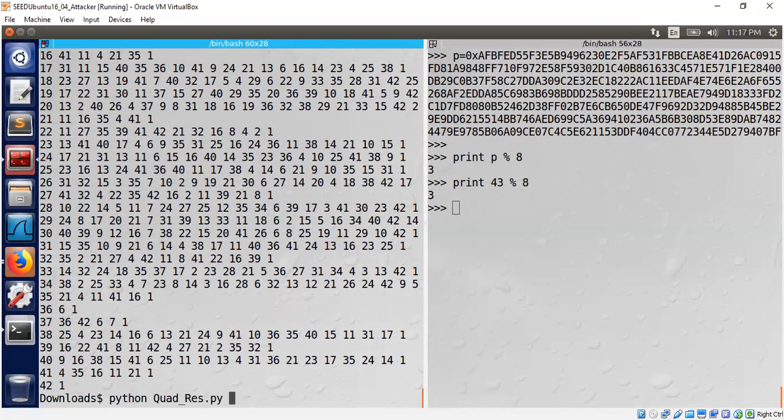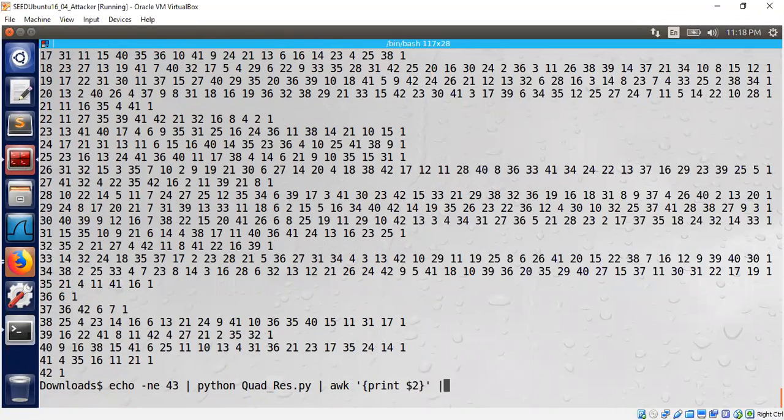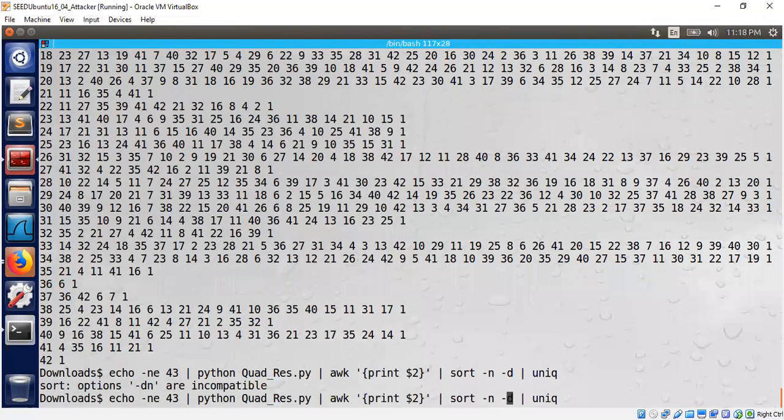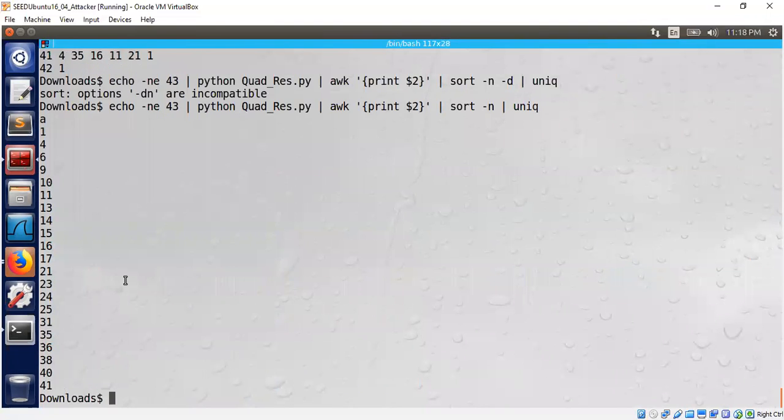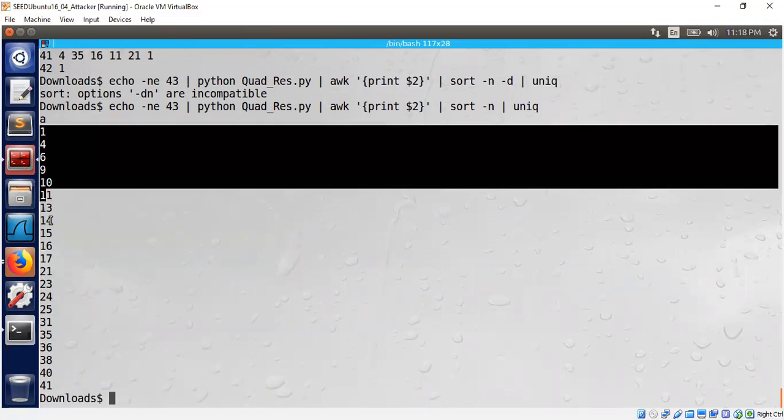Okay, so let me do a little command line hack. What I'm going to do is just echo, because my program needs an input. I will do 43 and pipe it to Python, and then I will be doing some awk to print the second column. Sort it numerically in descending order. I'll show you the unique values. Okay, I think I made a mistake. Sort numerically. So you can see that number 2 is not even occurring as part of the second column.